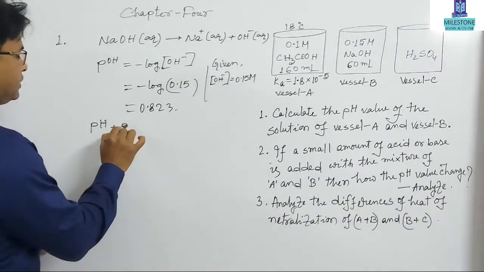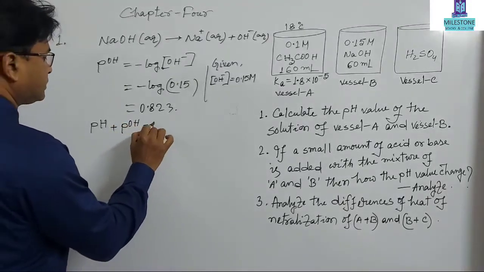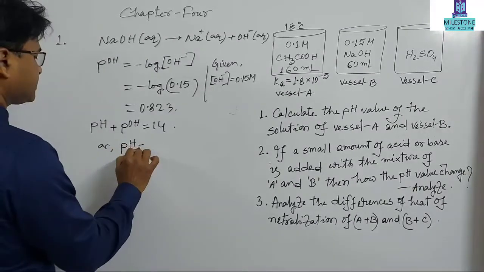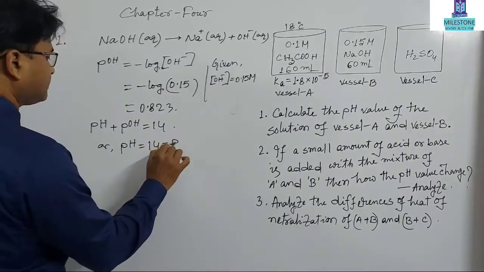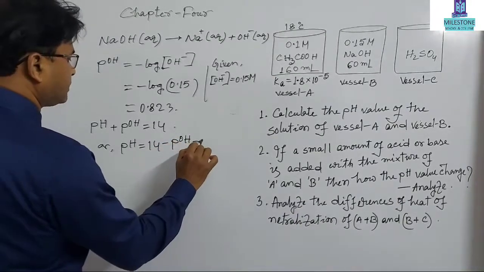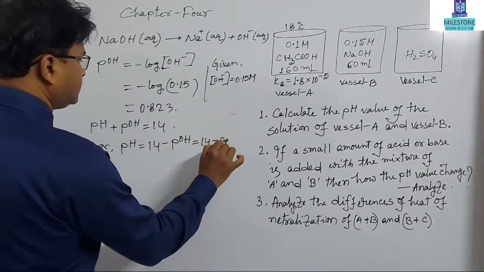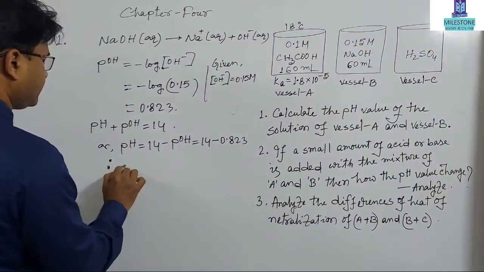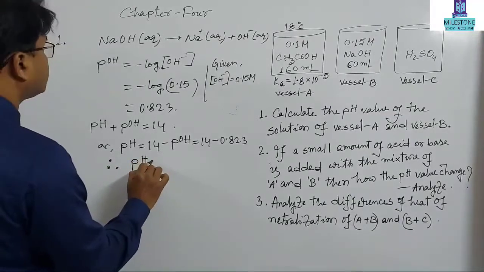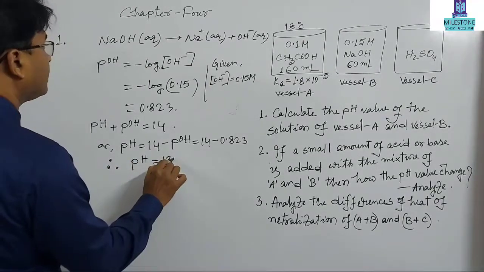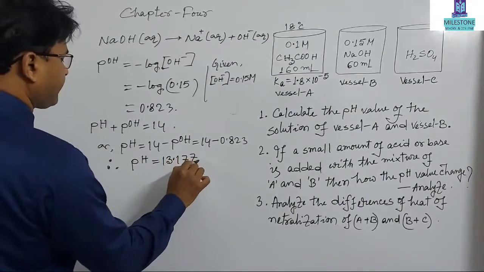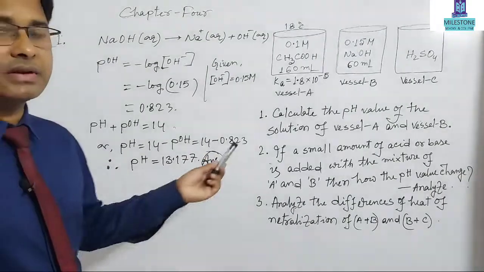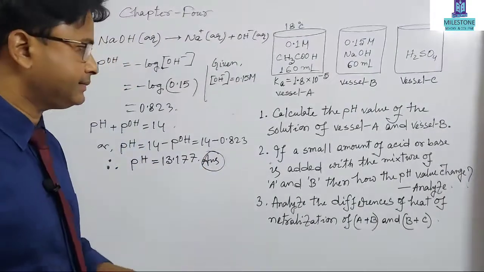Students, we know that pH plus pOH is equal to 14, or pH is equal to 14 minus pOH, which is equal to 14 minus 0.823. So pH is equal to 13.177. This is the answer of question number 1.